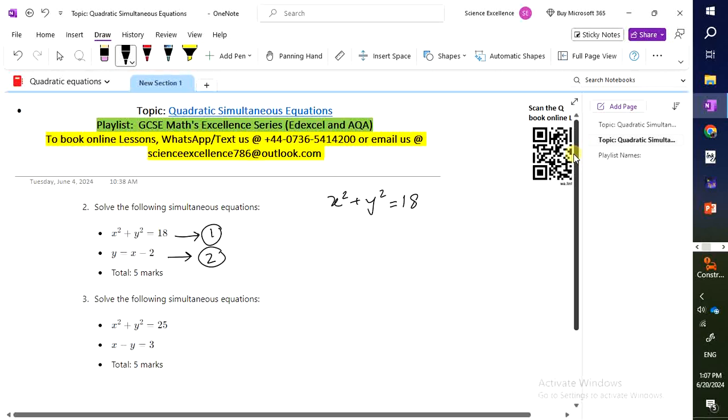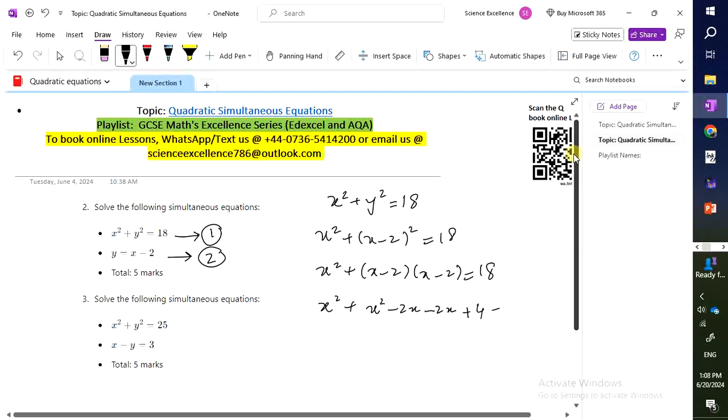So the value of y is x minus 2, so we can replace this y with x minus 2, whole squared, equals 18. So x squared plus, if we expand this, can be written as (x minus 2) times (x minus 2), equals 18. So x squared plus x times x will be x squared, x times minus 2 will be minus 2x, minus 2 times x is minus 2x, minus 2 times minus 2 is positive 4, equals 18.